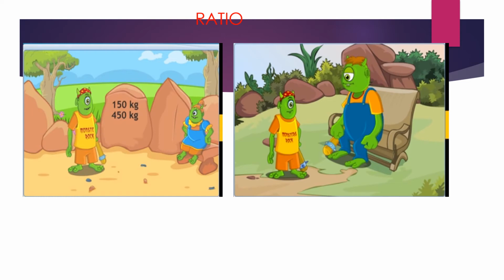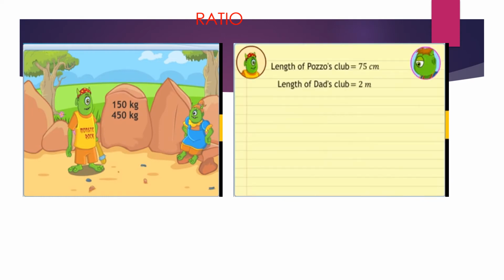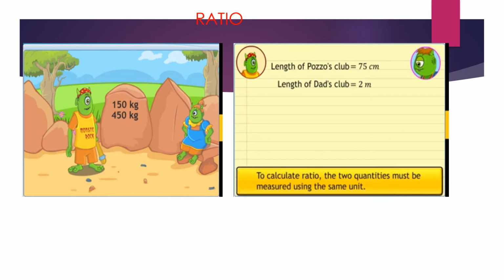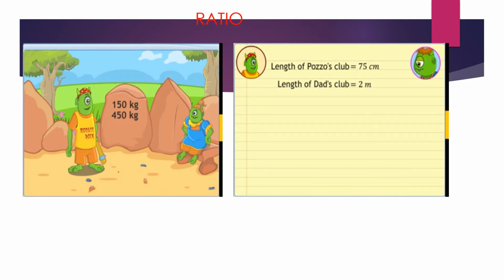No, Pozo. You got it wrong. I'll explain. Look, the length of your club is in centimeters, while the length of my club is in meters. Centimeters and meters are different units of length. To calculate ratio, the two quantities must always be measured using the same unit. To make the units the same, we need to convert meters into centimeters.